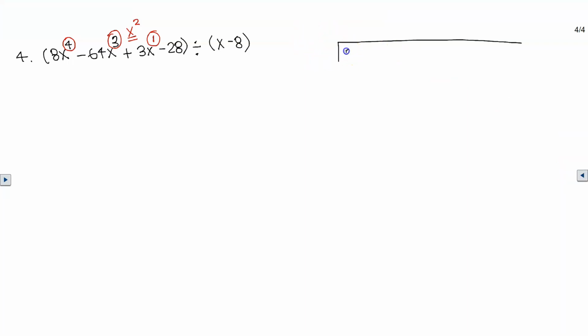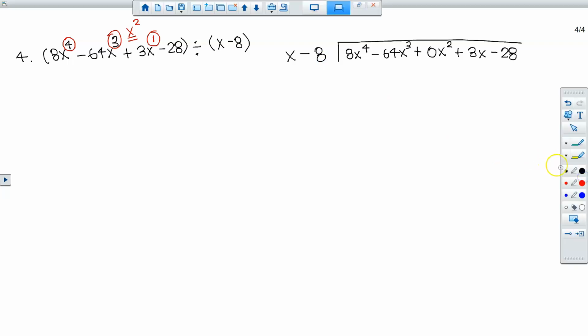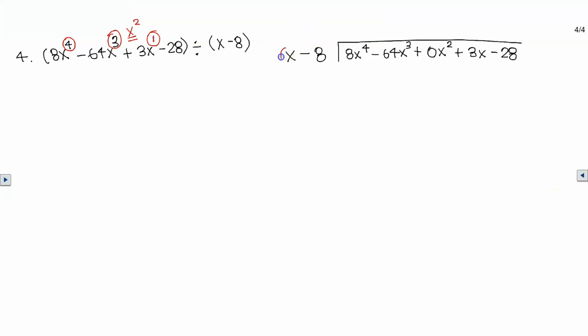All right, so in here we're going to put 8x to the fourth minus 64x to the third plus, and now it's time for our placeholder, we're going to put 0x squared, plus 3x minus 28. And all of that is going to get divided by x minus 8. So I wanted you to see a couple of these so you would know how to identify what was missing and put those placeholders in.